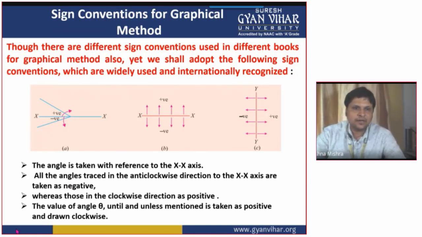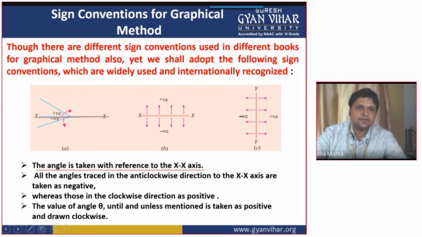So what are the sign conventions that I am going to take? First of all, the first sign convention is that the angle is taken with reference to the x-axis. Whatever angle we take, the reference of that particular angle will be the x-axis. Means if this is the x-axis, students, all angles, whichever is given or whichever I note, will be with respect to the x-axis.